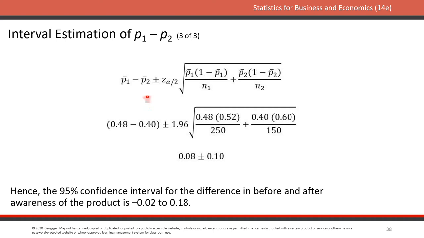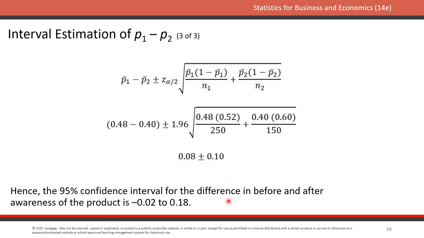Before the campaign, 40% awareness. After the campaign, 48% awareness. But my margin of error, my reasonable range, is 0.10 on either side of 0.08. So here, my reasonable range goes from, we could have dropped 2% awareness, or we could have gained up to 18% awareness. So this is my reasonable range of values.